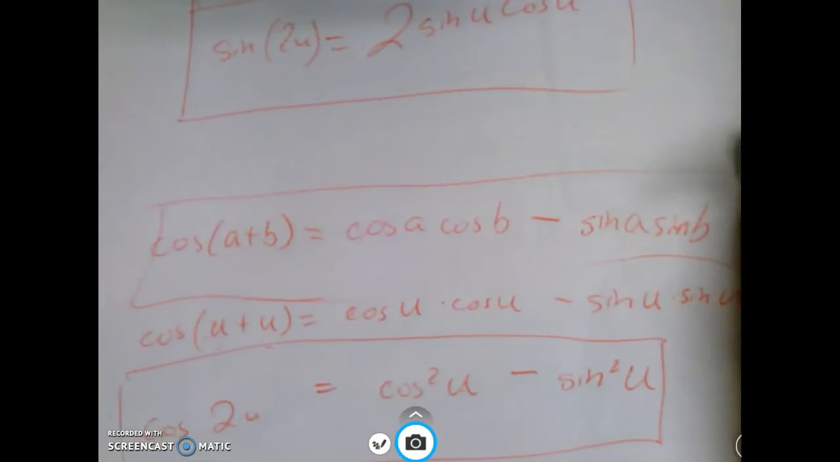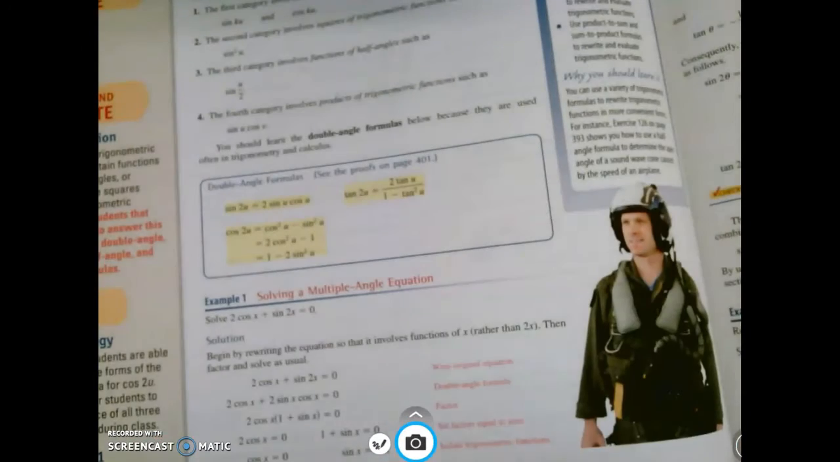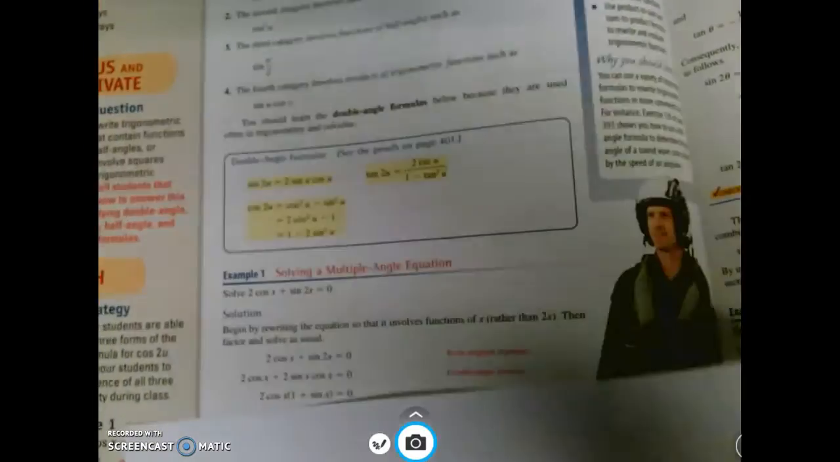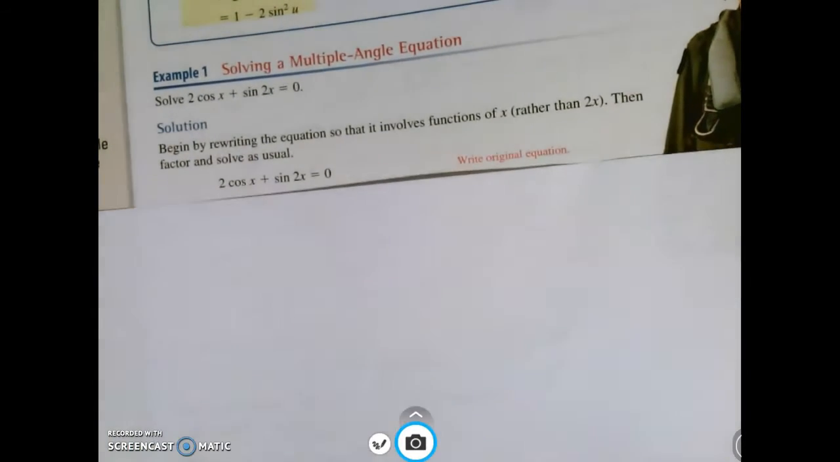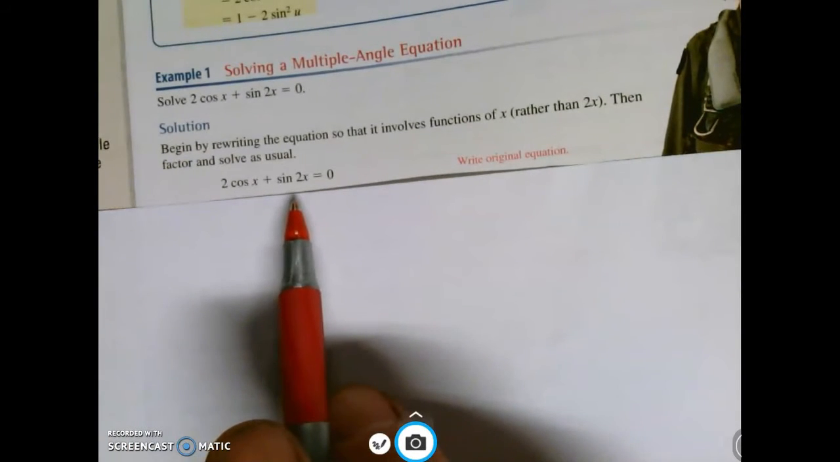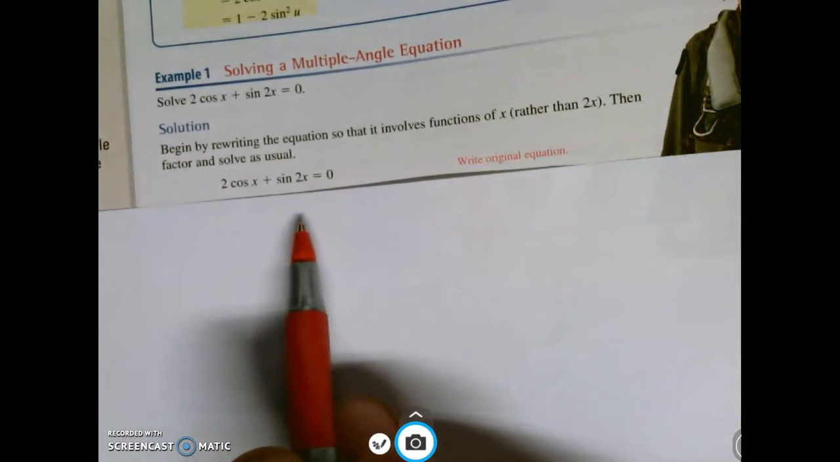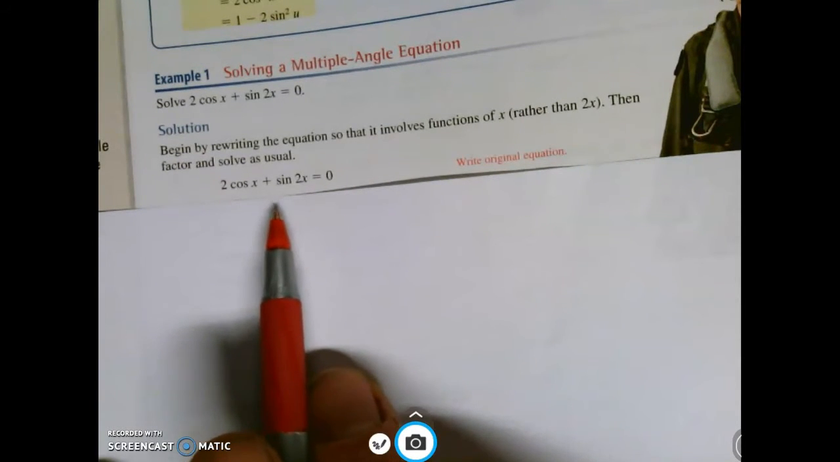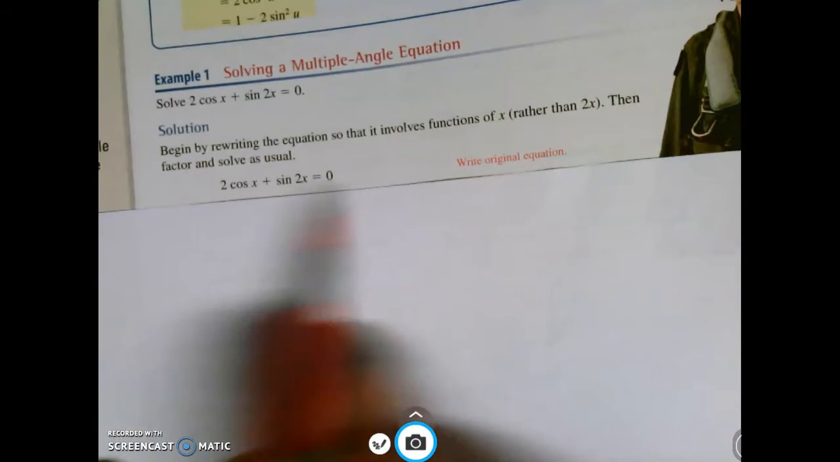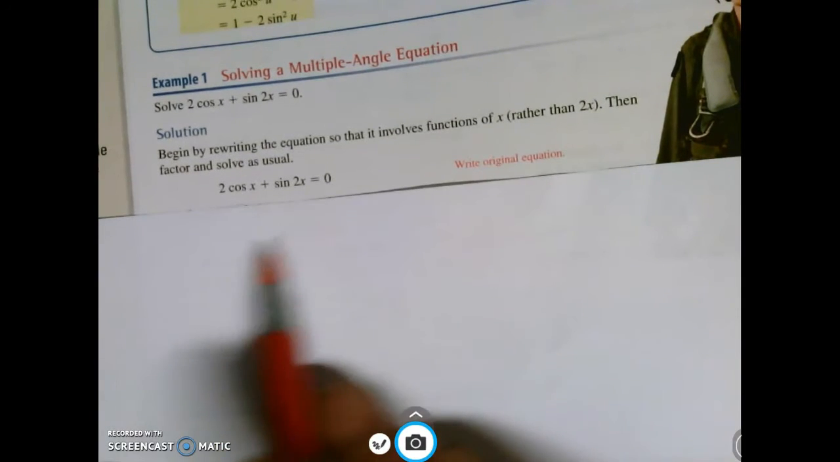Now, where would they be used? Real quick example of that. We'll go through example 1 of this and see what they have here. I'll try and break it down and see if we can make some sense of it. There's your original equation, 2 cosine of x plus sine of 2x. First things first, you can subtract on both sides, but then you've got x's on both sides. We actually want this.